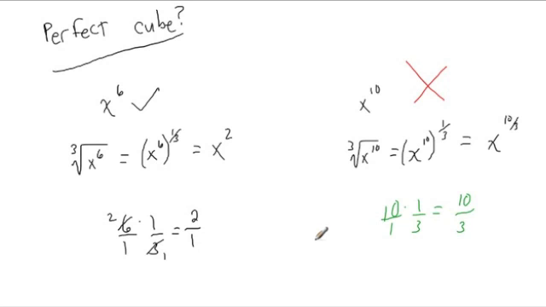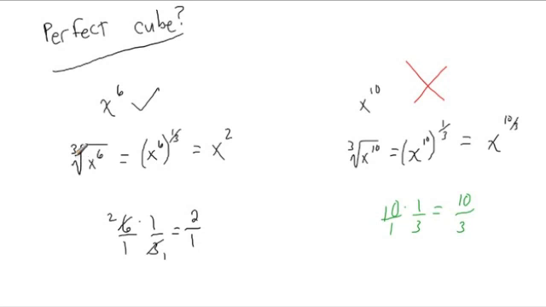Let's take a look at what's going on here. To find out if it's a perfect cube, effectively what I'm doing is raising the expression to the 1/3 power, which means what I'll be doing is taking the exponent, 10, and dividing it by the root, in this case the third root or the cube root. If 3 goes into 10, then x to the 10th power will be a perfect cube. Since 3 does not go into 10, x to the 10th power is not a perfect cube.